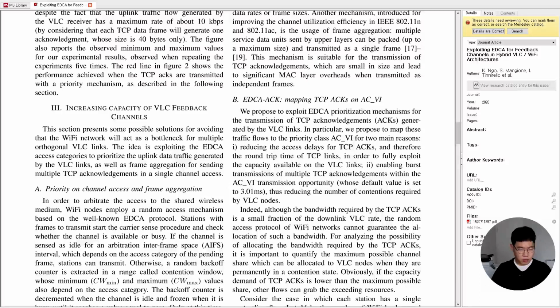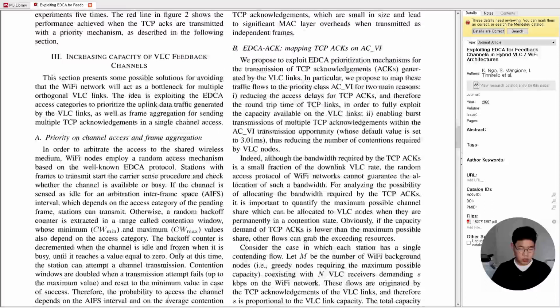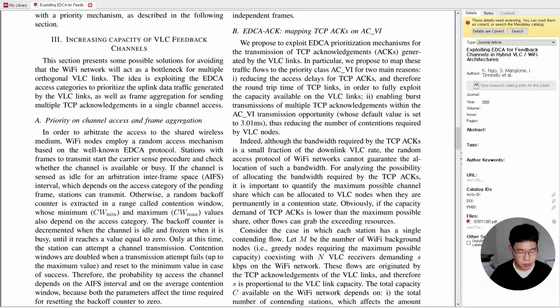The backoff counter is decremented when the channel is idle and frozen when it is busy, until it reaches a value equal to 0, and only then can the station attempt the channel transmission. Contention windows are doubled when transmission attempts fail, up to the maximum value, and reset to the minimum value in case of success. Therefore, the probability to access the channel depends on the AIFS interval and on the contention window, because both parameters affect the time required for reducing the backoff counter to 0.